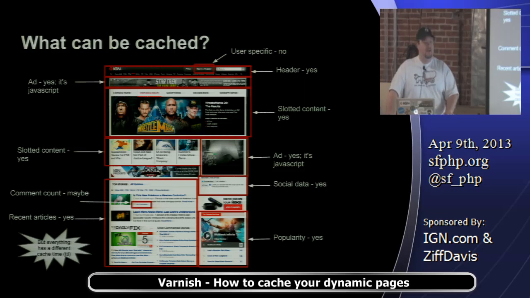Ads. You think you want to serve up a different ad for every single thing, but most ad platforms are JavaScript based. You may have to do some backend processing to put certain variables up into the ad, but those generally change per page, not per view. So if that's the case, that becomes a cacheable piece of data.